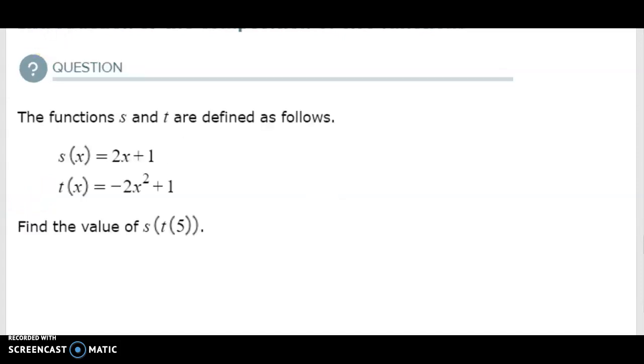This is where the idea of function composition comes in. So this is asking us to take the s function and inside the s function put a t of 5. So I'm going to find the t of 5 first. So I'm going to find t.